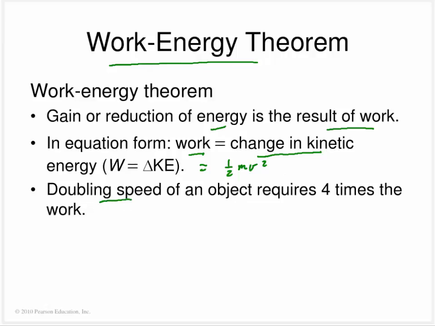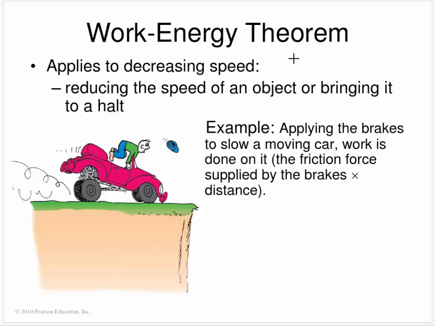And what this says is that if you double the speed of an object, then the kinetic energy is going to go up by a factor of 4. I showed that earlier. What that says is if you double the speed of an object, then it's going to take 4 times the work. Now, this applies to cars speeding up, but it also applies to slowing down.